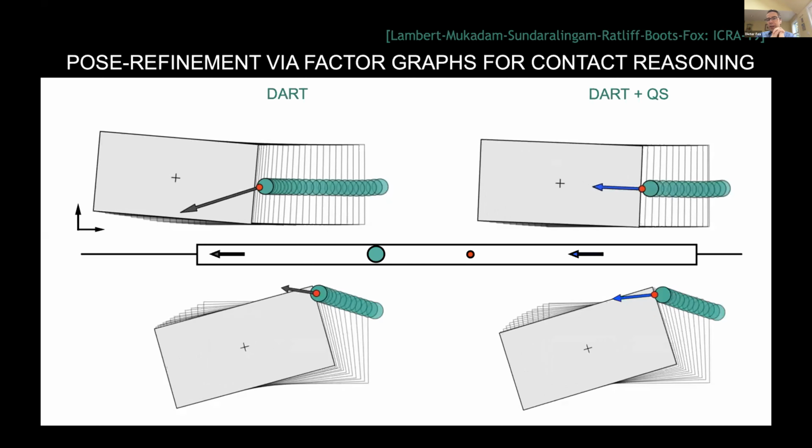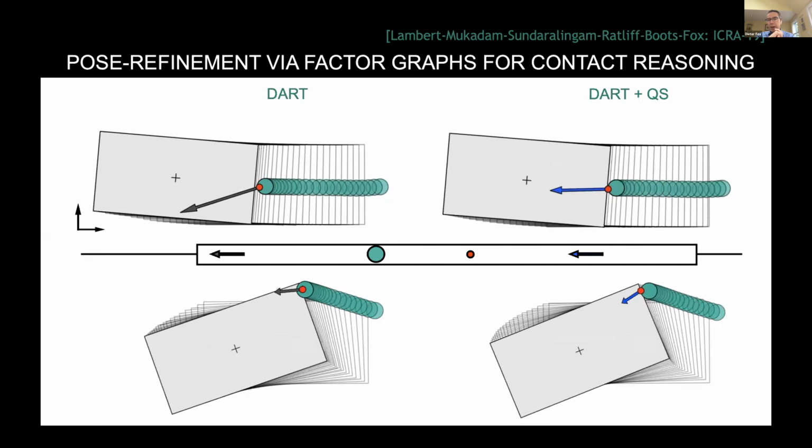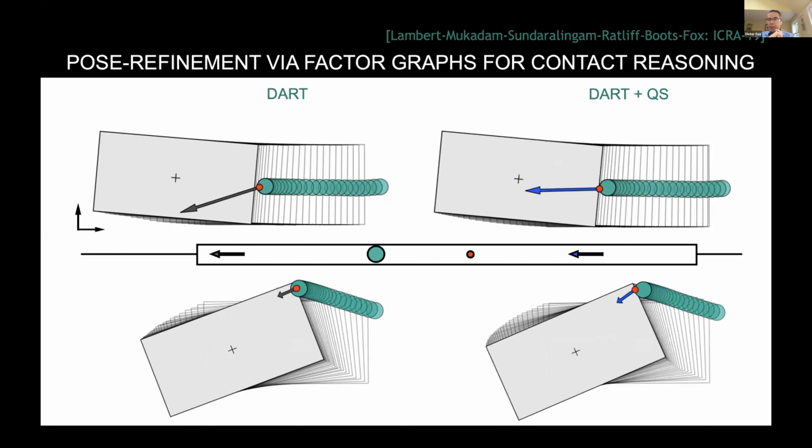Okay, where you can see that the contact point between the fingertip and the object is always nicely on the surface, and thereby it can, of course, explain the kind of motion that we're observing much better. Okay, so this is just a way of refining those estimates by combining DART with this very explicit contact modeling and making it more consistent.